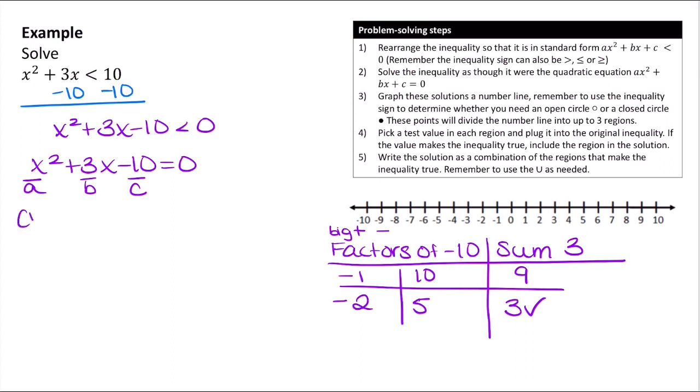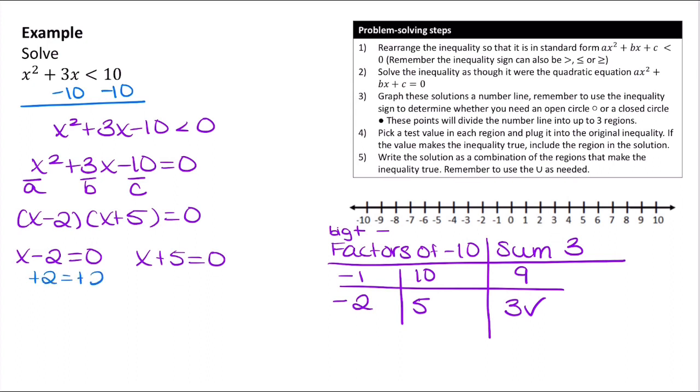So this can turn into x minus 2 times x plus 5 is equal to 0. So now we have 2 separate equations, x minus 2 equals 0 and x plus 5 equals 0. So let's now solve these equations. So here we can add 2 to both sides. And when we do that, we get x equals 2. Over here, we're going to subtract 5 from both sides. And when we do that, we get x equals negative 5.